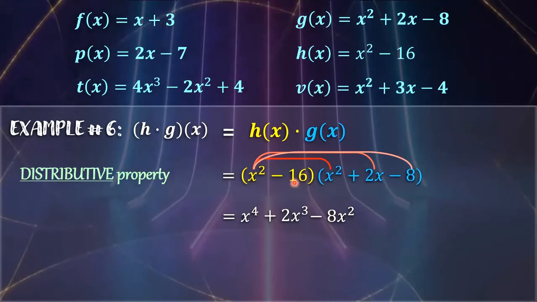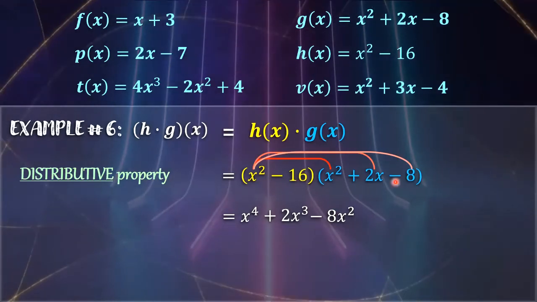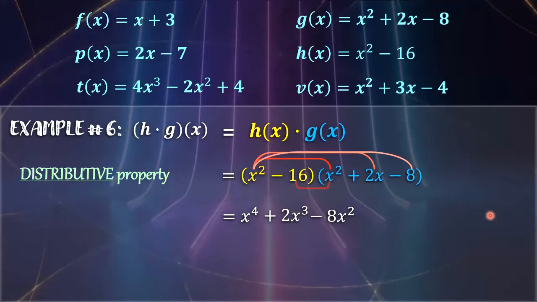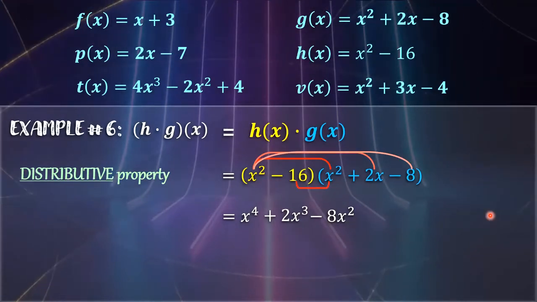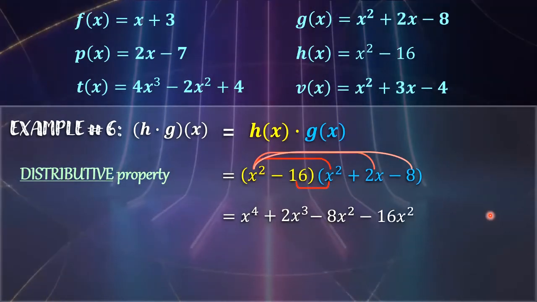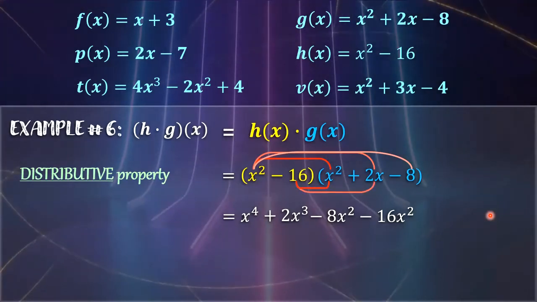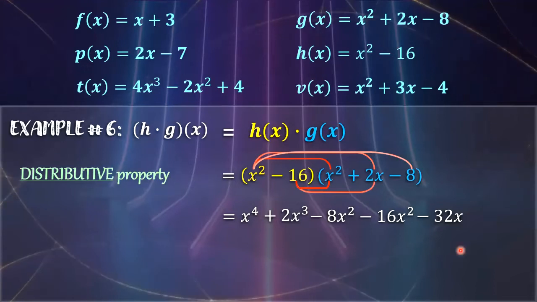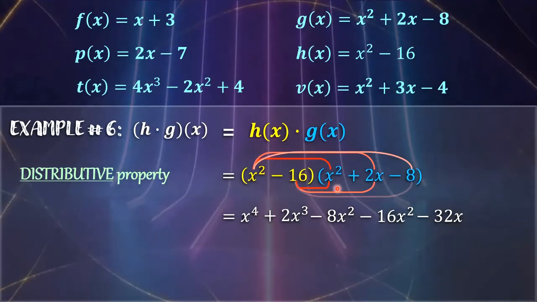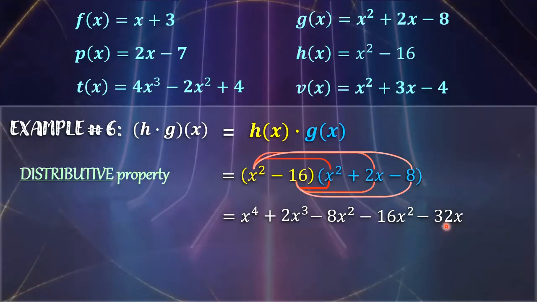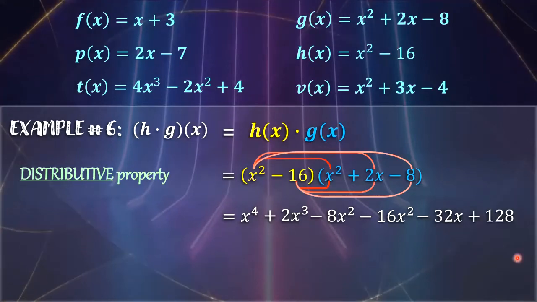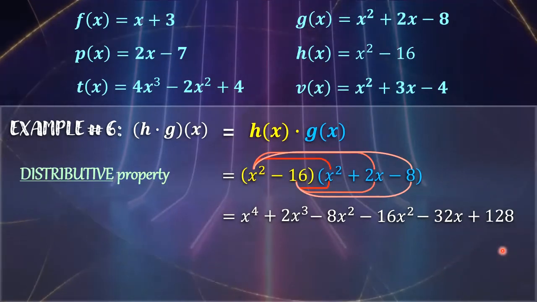The second term of our first function, multiply or distribute to the second function. Negative 16 times x squared, that's negative 16x squared. Negative 16 times 2x, that's negative 32x. Negative 16 times negative 8, that's positive 128.